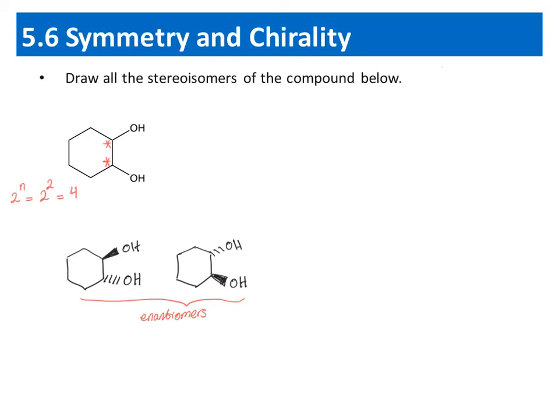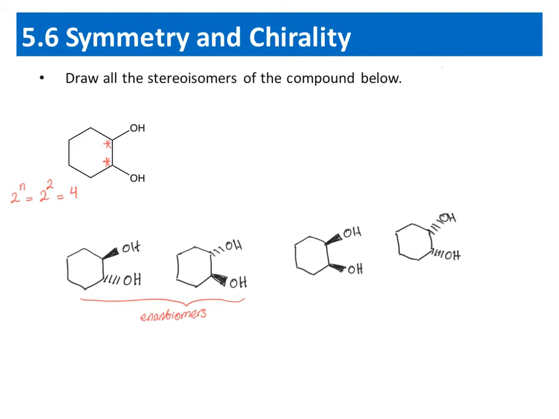To draw the next stereoisomer, you can draw a diastereomer of this molecule. And to draw its diastereomer, we need to keep at least one stereogenic center the same. So I would like to keep the top one the same and change the bottom. Or I can keep the bottom the same and change the top one. Okay? So there are 4 stereoisomers drawn on the board here.